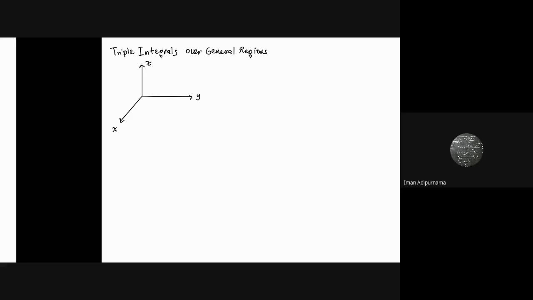Let's say you have solids here. Let's say this is called E. Okay. And the same, it's projecting through the XY plane. You have another region here. Let's say it's D.